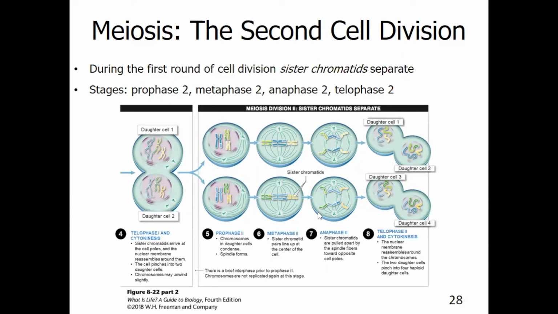Here in anaphase, we see the separation of sister chromatids. And by the end of meiosis, we will have formed a total of 4 daughter cells, and those daughter cells are haploid. They have half the amount of DNA as the parent cell did.